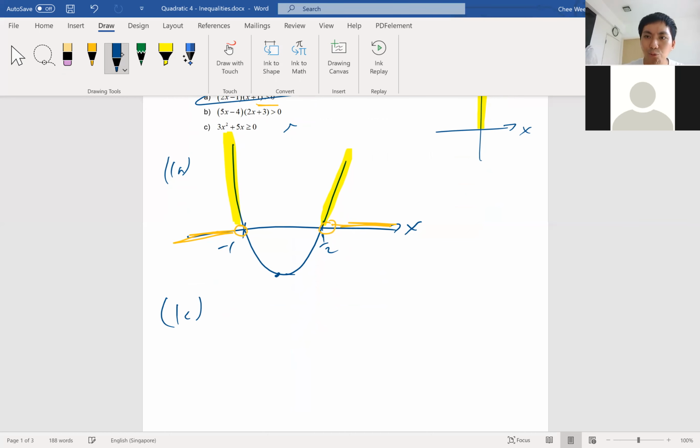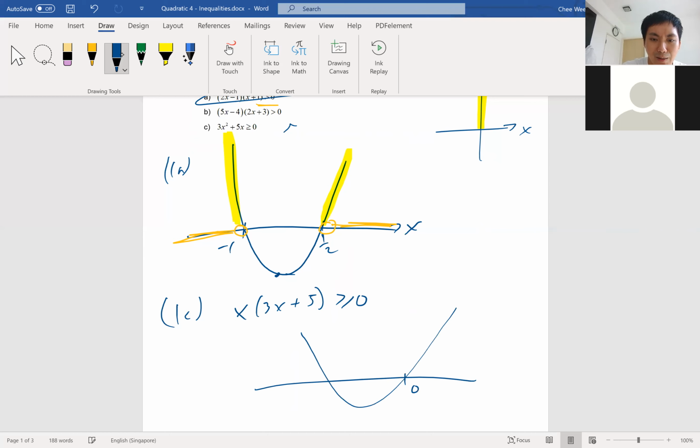Similar gameplay for questions like, let's say, 1C. We will solve for the roots explicitly first, if we can. So you have x(3x + 5) greater than or equal to 0. Then you will have 2 roots. This is a U-shaped graph once again, and the roots are 0 and -5/3. They want the range that is positive, so it's here and here.